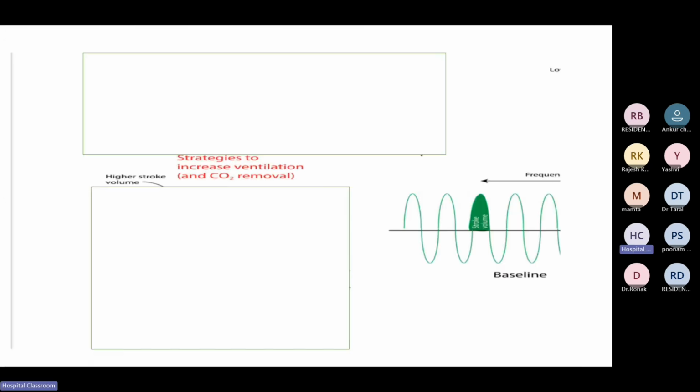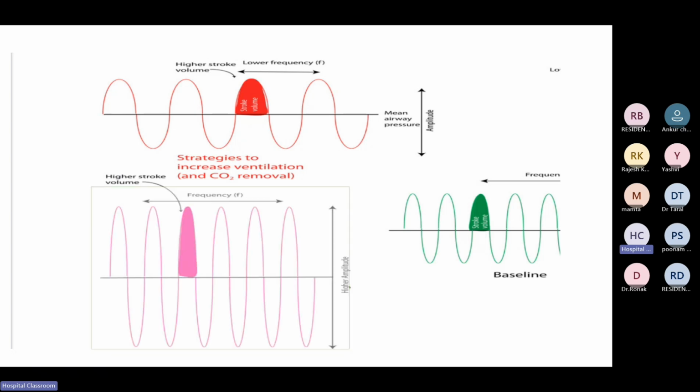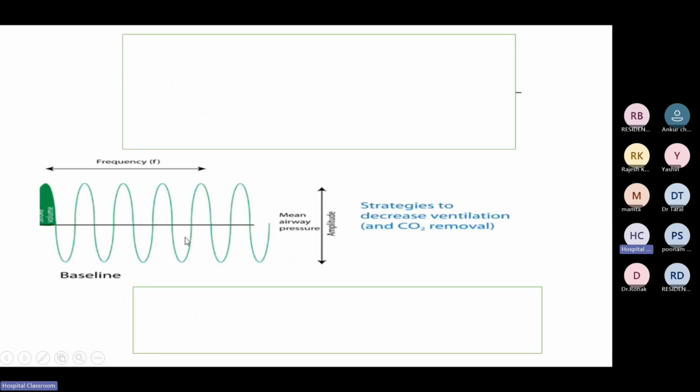Okay, so if this child is on high frequency ventilation, and if I want to increase the CO2 removal, there are two options available. Either I increase the amplitude or I decrease the frequency. So if I decrease the frequency, if you can see here, this was what it was initially. Now as I decrease the frequency, the stroke volume, the area under the curve improves, and so there is more time available for gas exchange, so there will be better CO2 removal. Also, if I increase the amplitude, again the area under the curve improves, and so there is more CO2 washout.